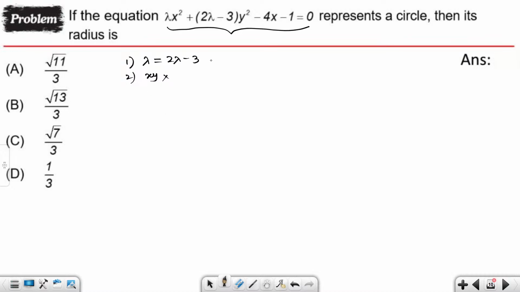So from here we are getting lambda is coming to 3. Tell me yes or no. Your lambda is coming to 3. Then this general second degree equation will represent a circle. Now, if I put lambda equals 3 over here, we are getting 3x square plus 3y square minus 4x minus 1 is 0. So simply divide by 3.